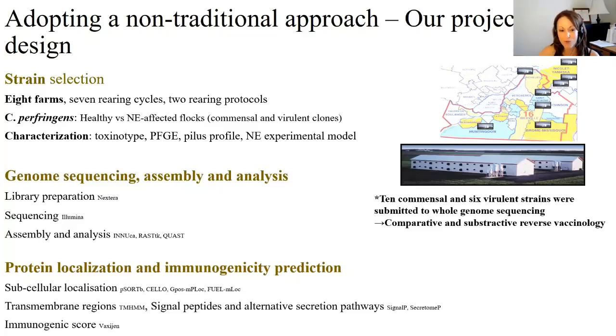First of all, we did subcellular localization using different softwares. We also looked for the presence of transmembrane regions, of signal peptides, and also for the presence of alternative secretion pathways. And we predicted the immunogenic score for all of the proteins that were present in the genomes we sequenced using the VaxiJen software.